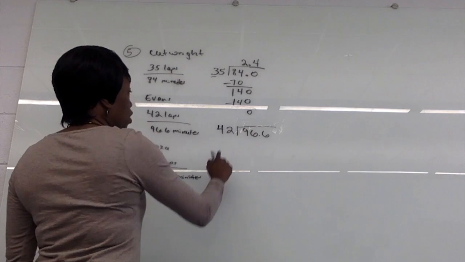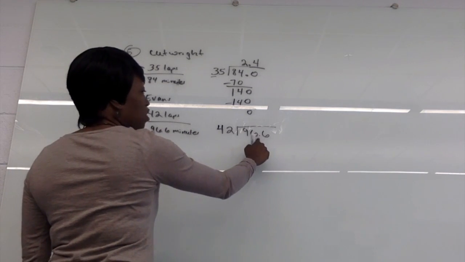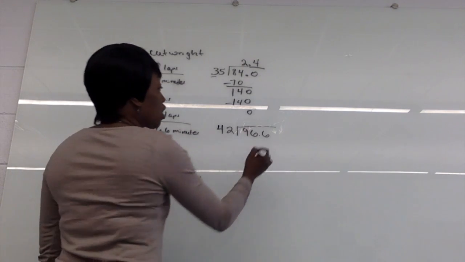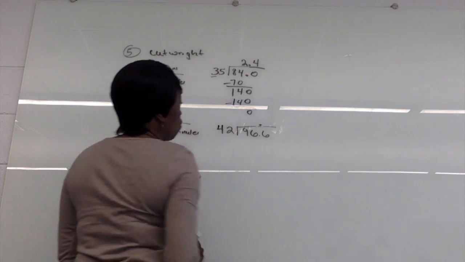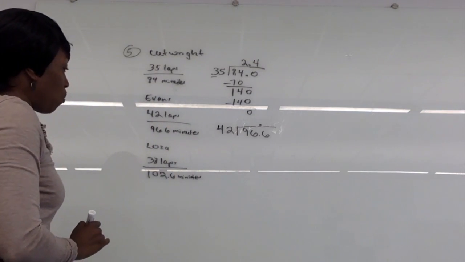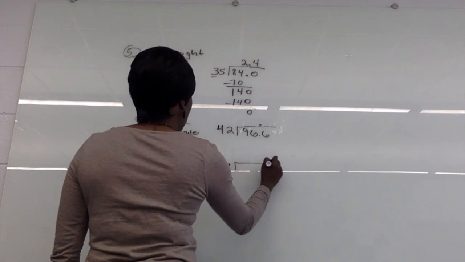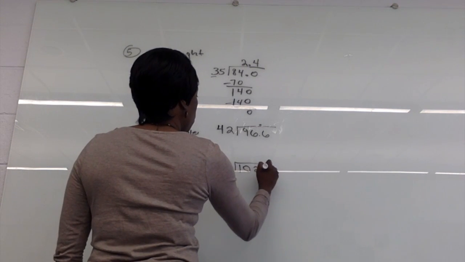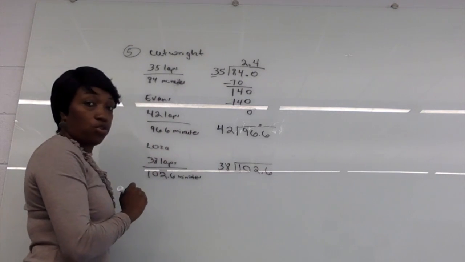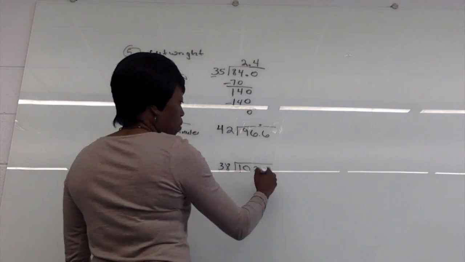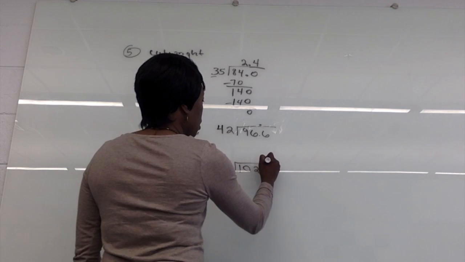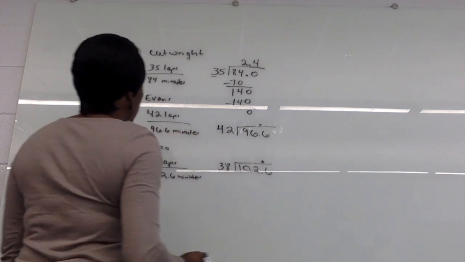Notice when you set them up, notice 42 into 96.6. This one already has a decimal point in it, so it comes directly up, and you would work this problem, work that one out all the way. The same for 38 into 102.6. You set it up and do your long division. Their decimal point comes directly up, and you use your long division.